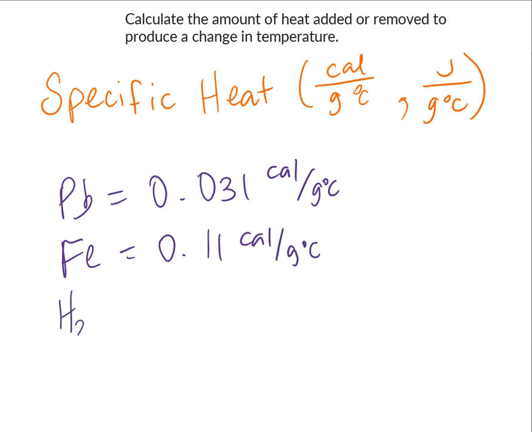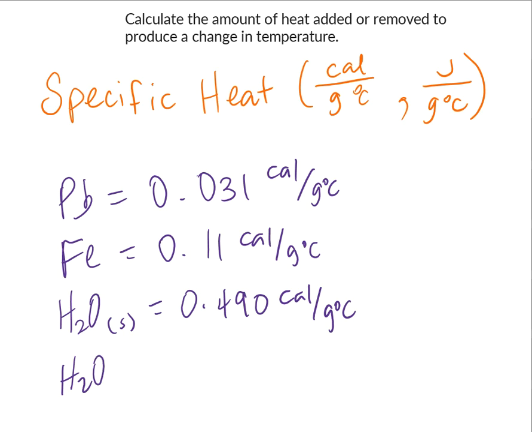We can look at solid water, which we call ice. It has a specific heat value of 0.490 calories per gram degree Celsius. We can also look at liquid water, and it has a specific heat value of 1.00 calorie per gram degree Celsius. Again, each substance has a different value. But what the value tells you is how much energy it takes to increase the temperature of 1 gram of this object by 1 degree Celsius.